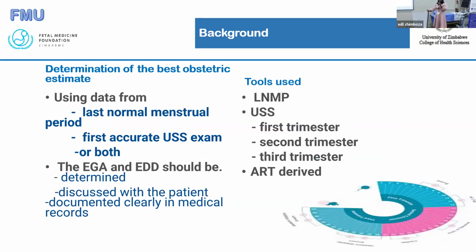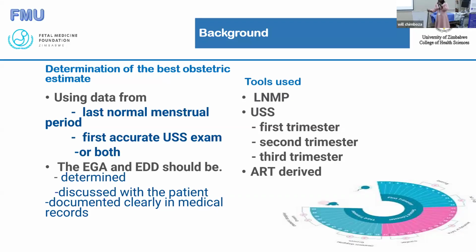There are several tools that are available for pregnancy dating. The main tools that we use are the last normal menstrual period, and first, second, and third trimester ultrasound scans. We also have online methods these days, and we also have ART-derived tools that we can use.